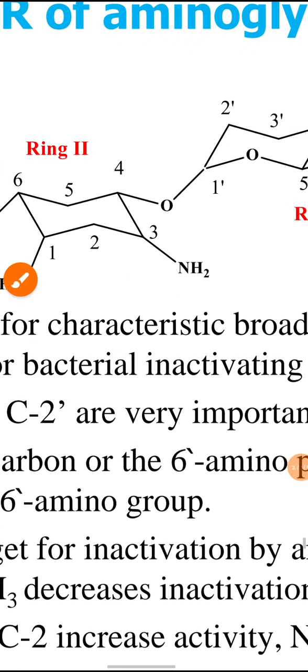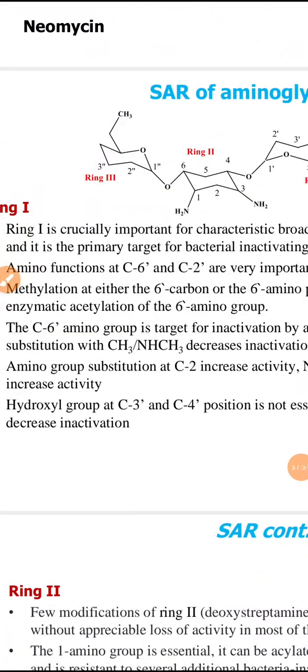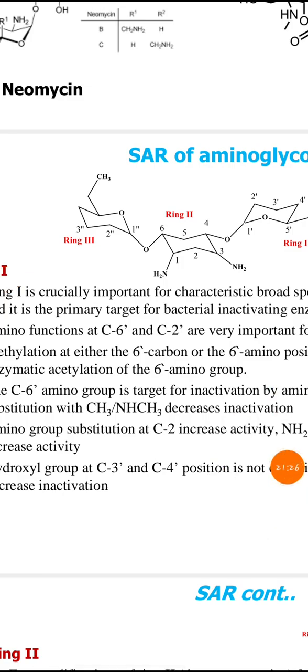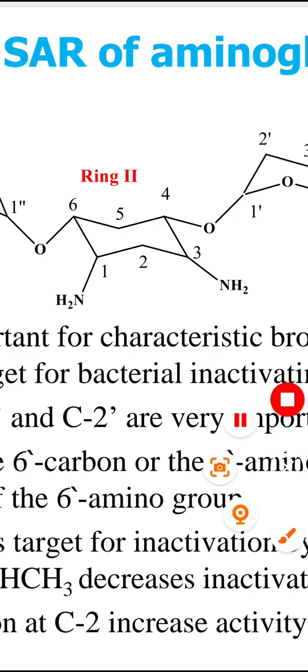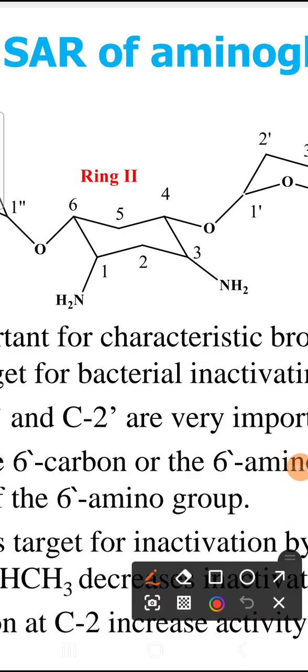And the second one is ring 2. This is ring 2. On ring 2, few modifications are also possible. Functional groups are possible without appreciable loss of activity in most of the aminoglycosides. The one amino group is essential for activity. At the 1 position there is an amino group. That amino group is essential for activity. Also, it must be protected to inhibit inactivation by the enzyme.